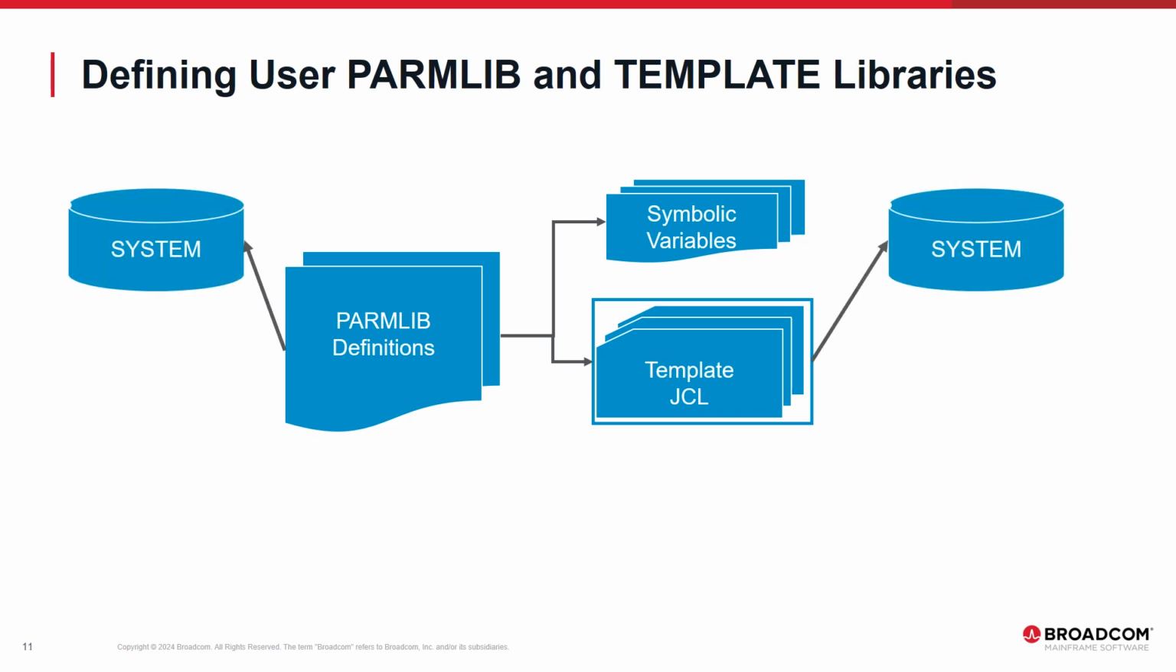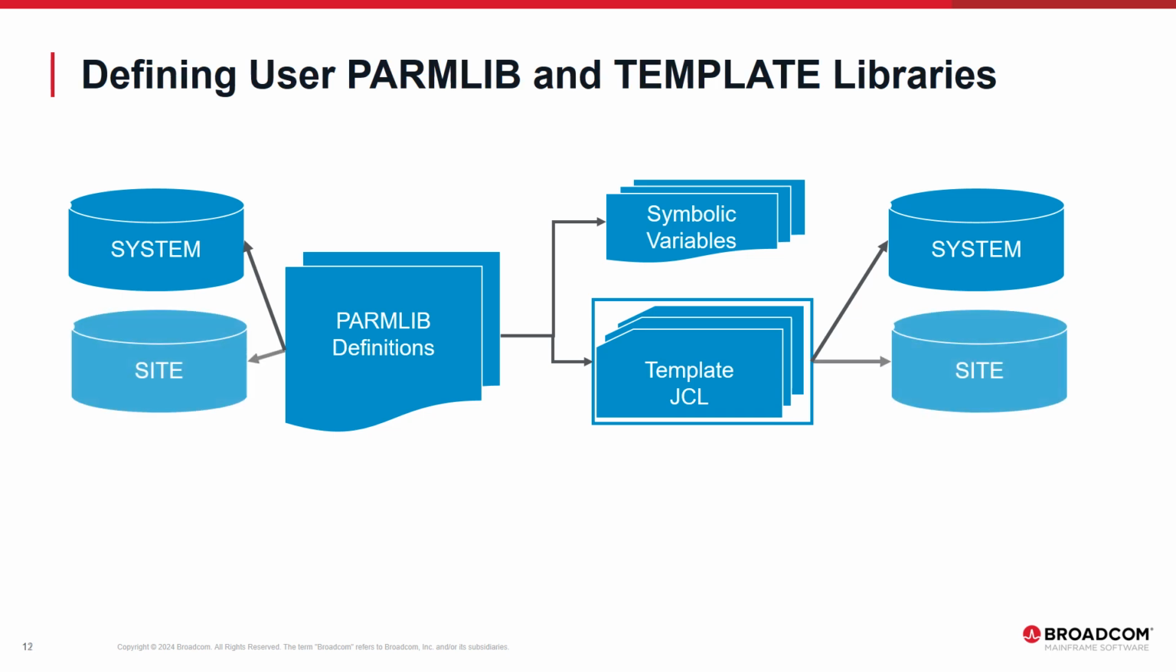SYSVIEW has a multi-tier library concatenation lookup process. The system-level libraries are ones that we ship with the product. We provide out-of-the-box reports and utilities using these libraries. The next level are the site libraries. These libraries can be used to define reports and utilities that are available to multiple users of SYSVIEW.